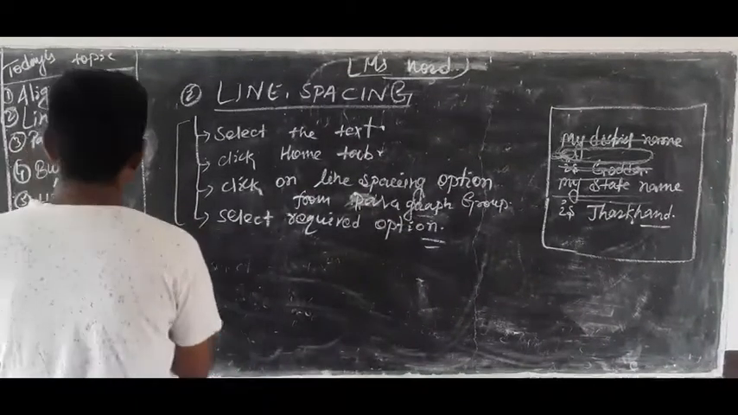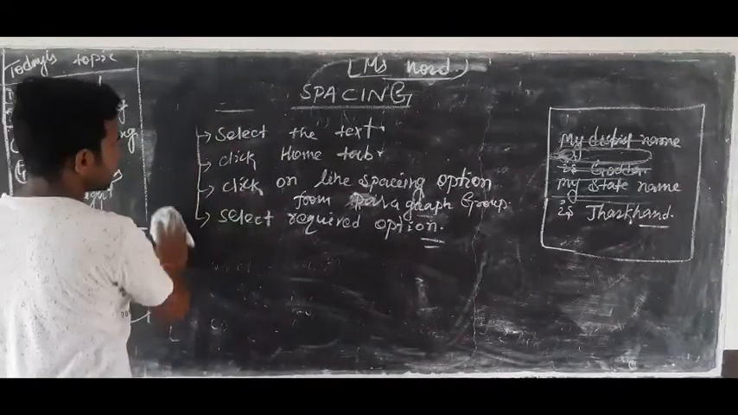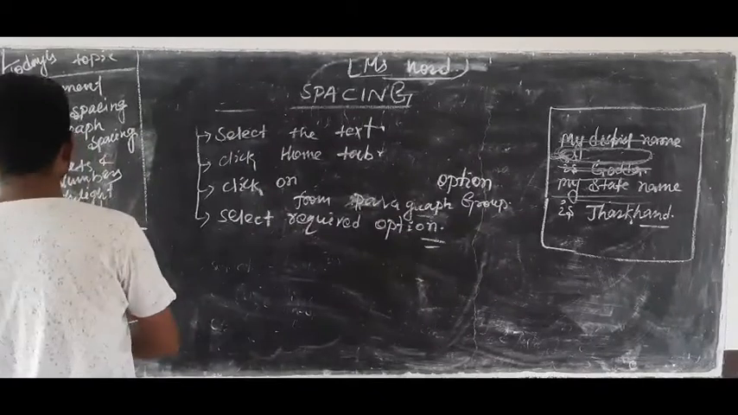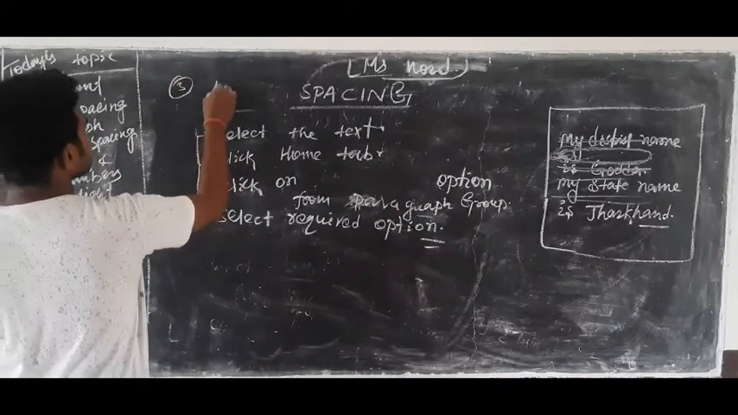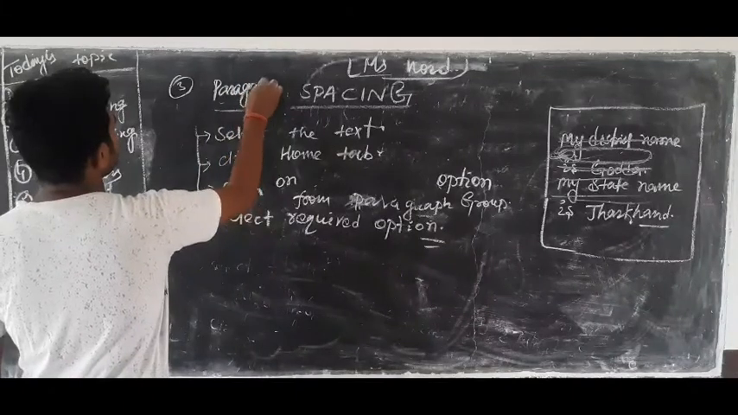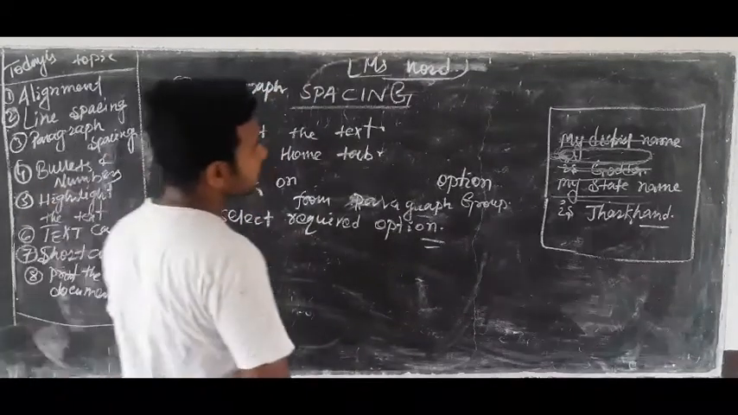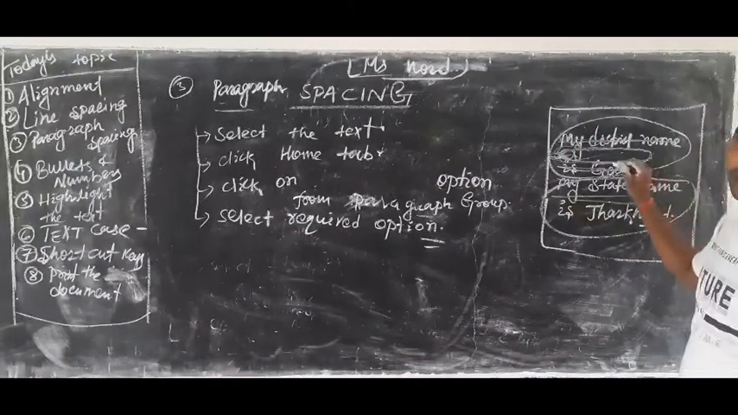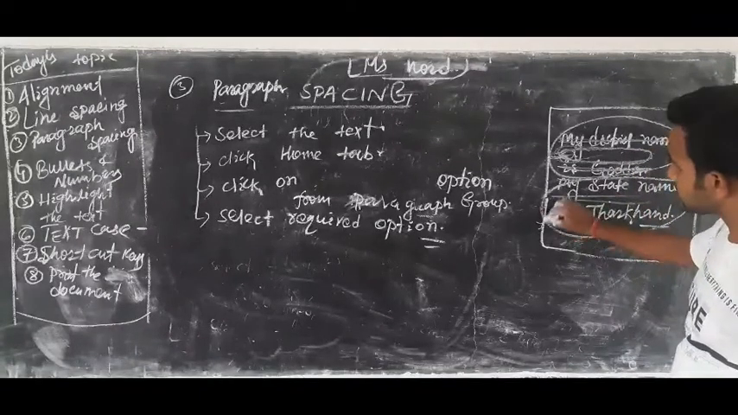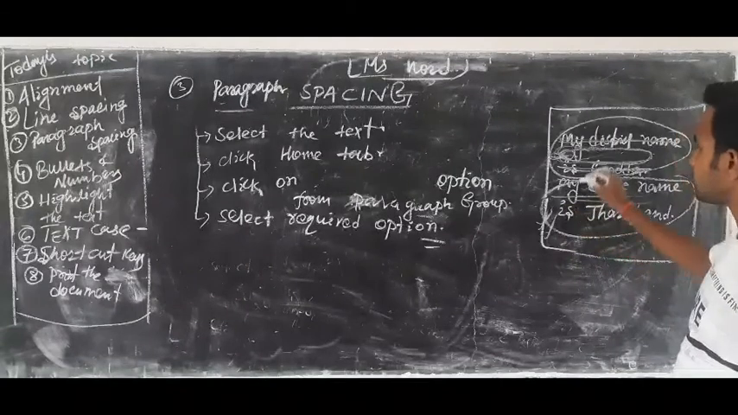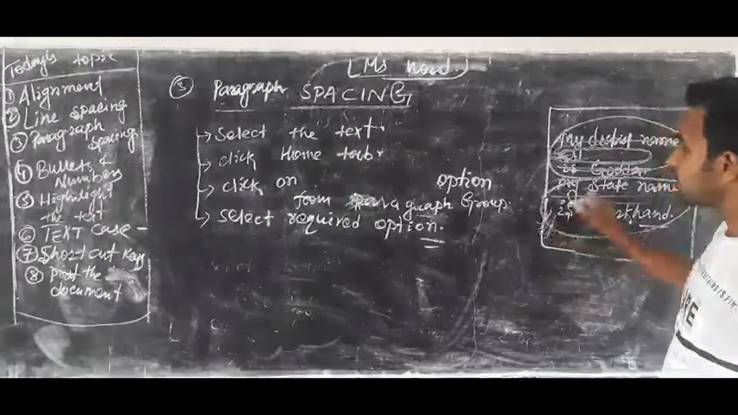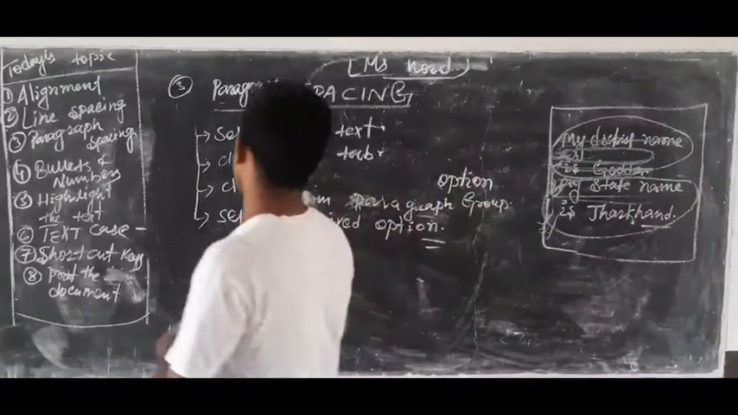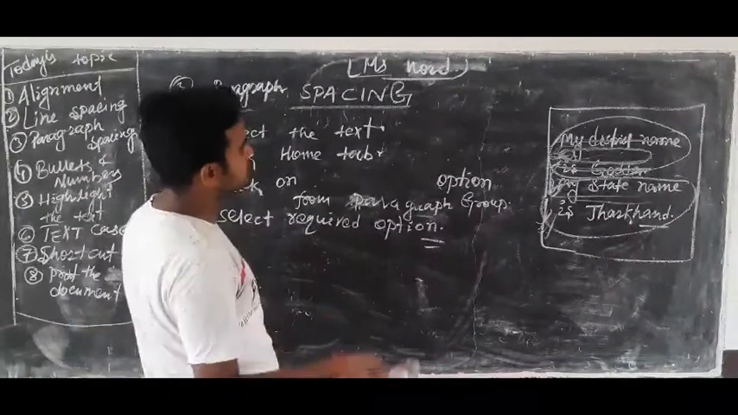Next thing, paragraph spacing. This is also the same. Suppose that this is your first paragraph and this is your second paragraph. Between the paragraphs, you can choose different spaces. So this space is called the paragraph spacing. Similarly, all the steps will be the same.